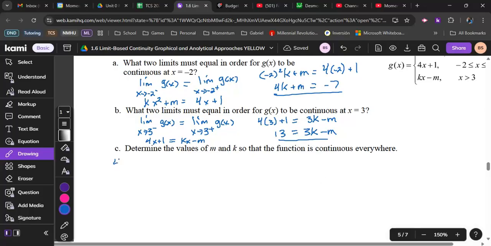So that means that I've got to solve the system of equations. So 4k plus m equals negative 7, and then I've got 3k minus m equals 13. Easiest way to do this is elimination, so I'm going to subtract. 4 minus 3 gives me 1k. Sorry, I'm going to add, not subtract. 4 plus 3 gives me 7k. The m's go away. Negative 7 plus 13 gives me 6. And so k is going to be equal to 6/7.